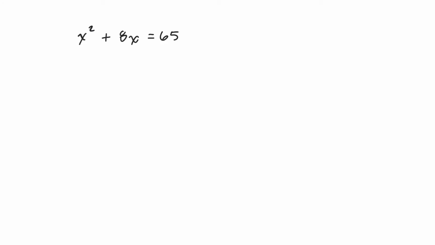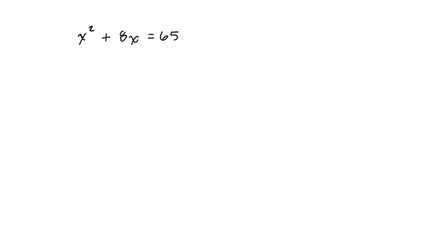Okay, last time we completed the square for perfect square trinomials, and we're going to use that technique to solve quadratic equations. So for this one here, we've got x squared plus 8x, and then on the other side of the equal sign, we have equals 65.